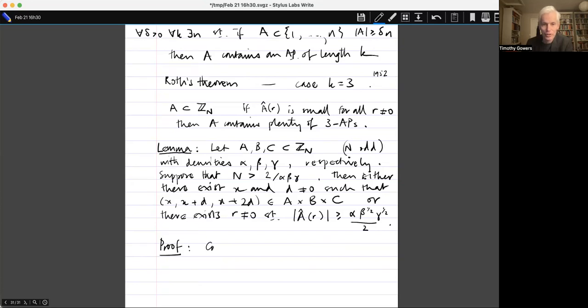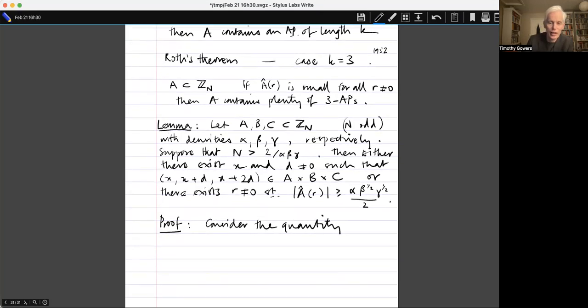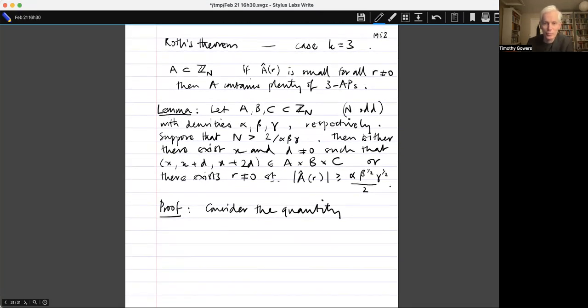So let's consider the quantity, which I'll think of as the arithmetic progression density inside A cross B cross C. It'll be the average over all x and d of A(x), remember, that's short for the characteristic function associated with A of x, B(x plus d), C(x plus 2d). If I put a sum there, that would be counting the number of progressions of length 3 in A cross B cross C.